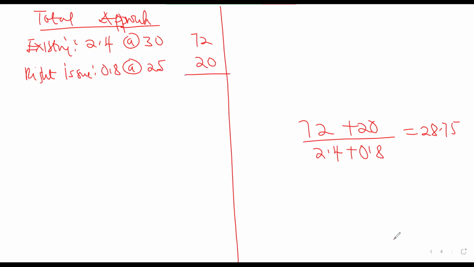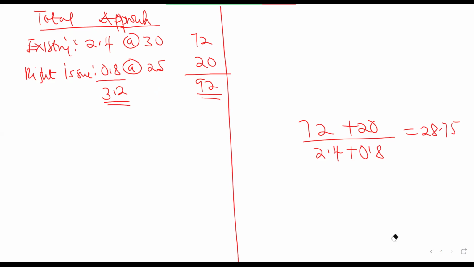Yes. The total value of the equity now will be the existing one plus the rights issue. That will give you 92. And our number of shares will now be 2.4 plus 0.8, which is 3.2. Is that correct? Yes. So we know that 3.2 million shares give us 92. So what will be the price per share? How much should the 3.2 million shares be issued at to get 92?